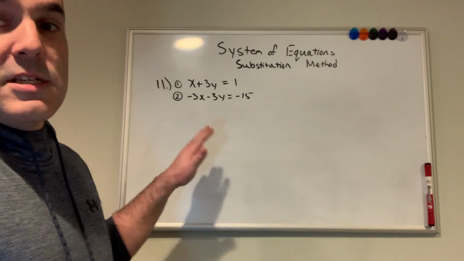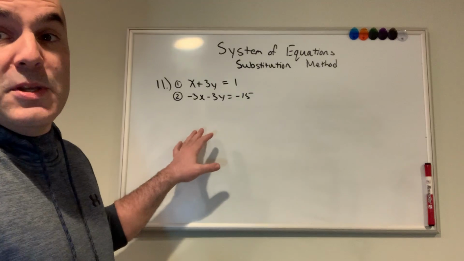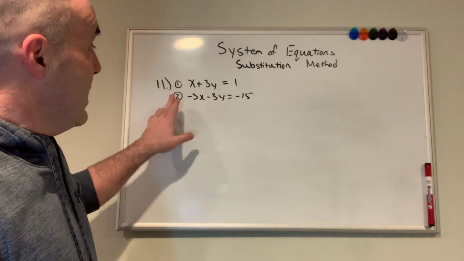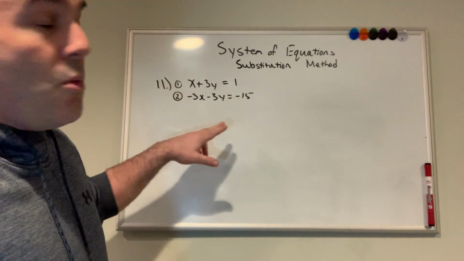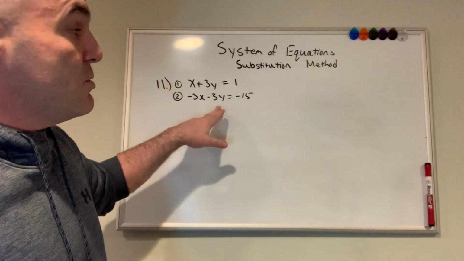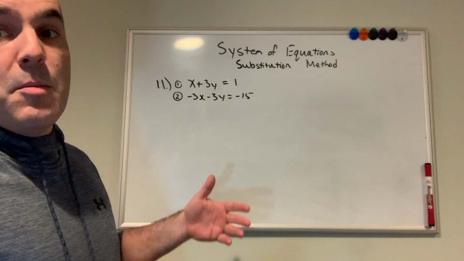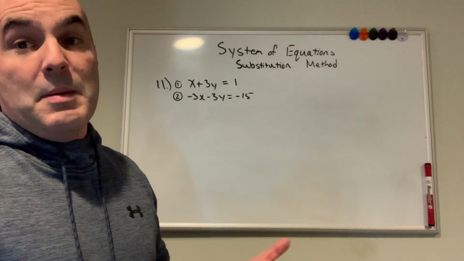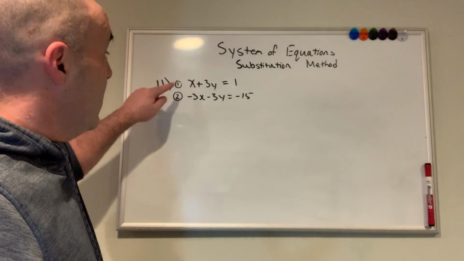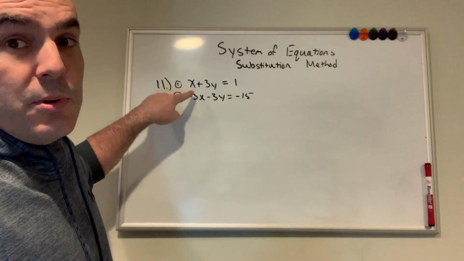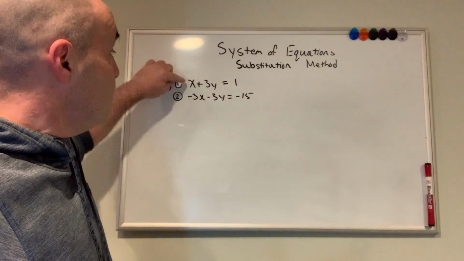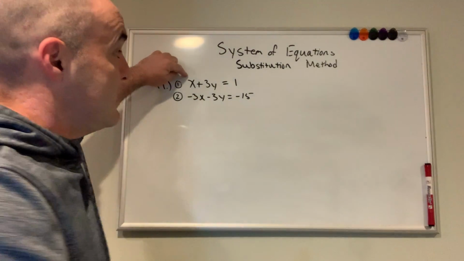So let's take a look. This is number 11, the first one that we'll be doing today. And again, I have x plus 3y equals 1, and I have negative 3x minus 3y equals negative 15. I always want to find the variable that has a positive 1 or maybe even a negative 1. But in equation 1, x plus 3y equals 1, I'm going to isolate the x.